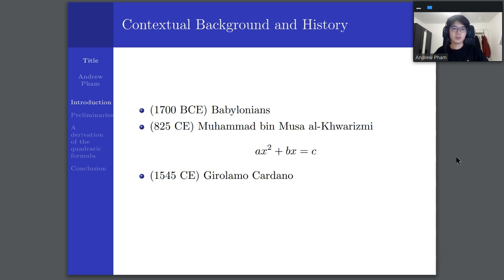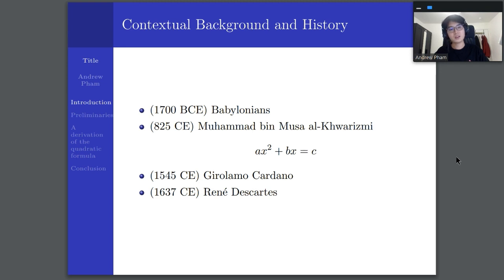He said a, b, and c can now be negative, and the solutions can be negative, but also complex. This is what started complex analysis. And finally, we get to see the formula in all its glory for the first time in history in Descartes's La Géométrie, published in 1637.